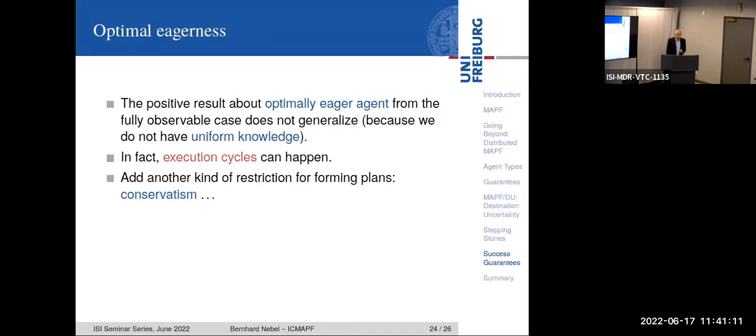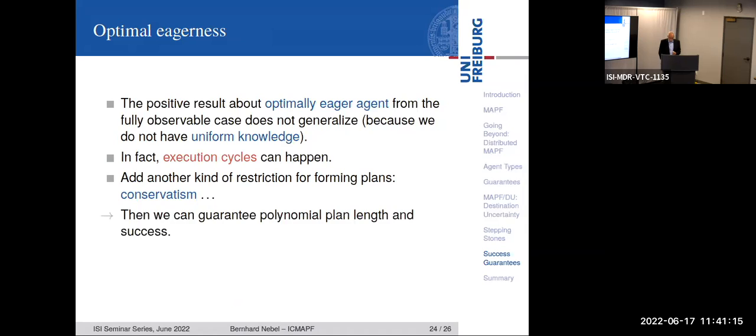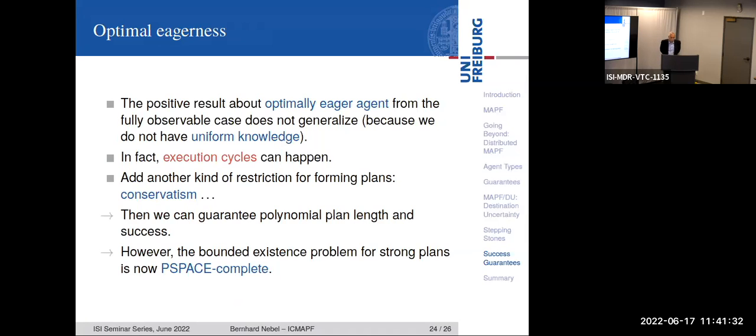Again, we can use conservatism on top of the optimally eager agent. And then we fortunately have a guarantee of a polynomial plan length, and also we know that it will be successful. And this is good, but there is, of course, something you have to pay for that. And that is, well, now coming up with such a plan is a PSPACE-complete problem. It's not any longer NP-complete, it's now PSPACE-complete.